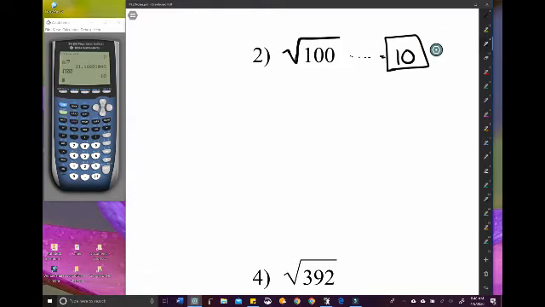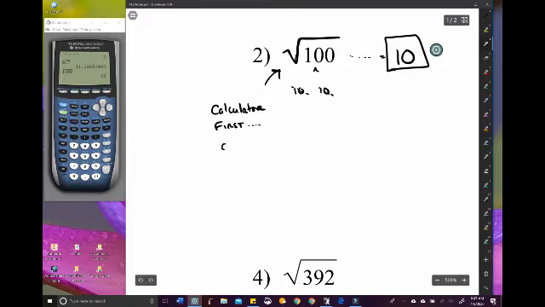It's just a happy little 10 all by itself. Other things I see students do is think of it as 10 and 10. Well, that's not exactly the right idea because neither of those are perfect squares. So calculator first. Or if you already know, you can just use your brain. Okay, square root of 100 is 10.